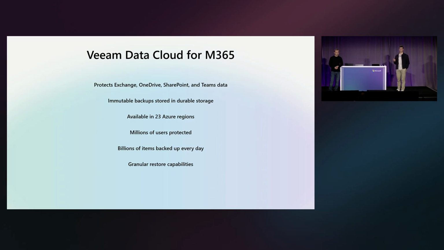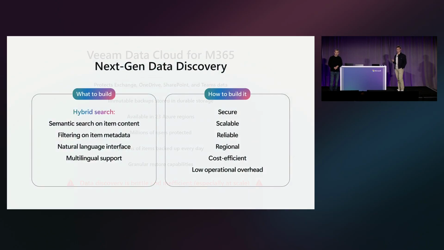We back up billions of items every day, petabytes of data every day, and customers love that they can pick from any one of 23 Azure regions to determine where their data is going to be processed and persisted. But one thing that repeatedly comes up is that our search, our data discovery, it's really brittle and it's inefficient at scale, which is a problem especially for our enterprise customers.